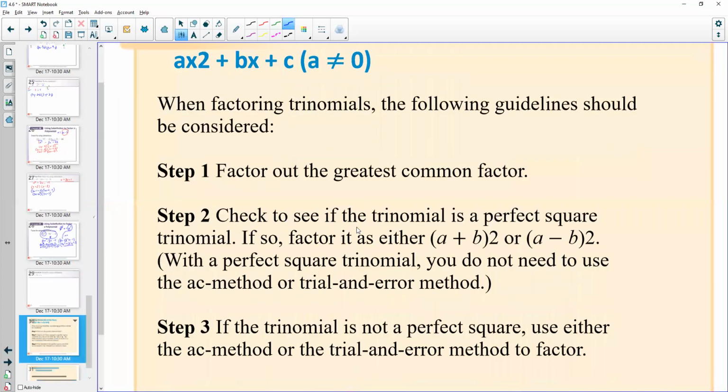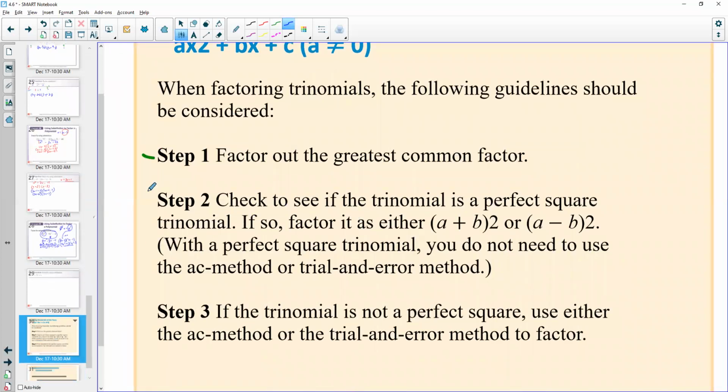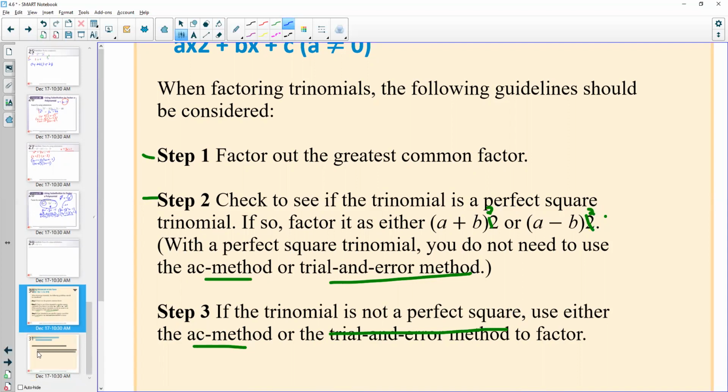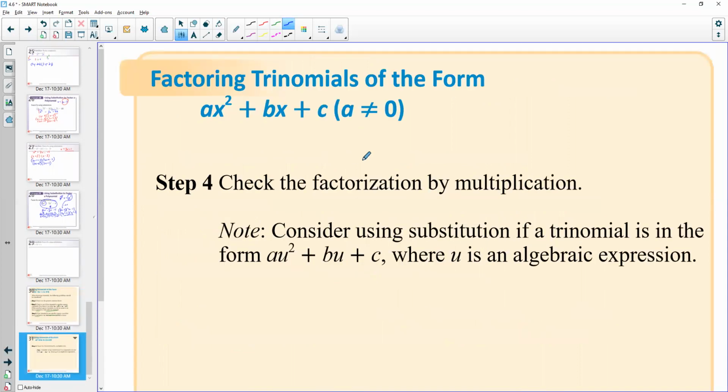All right, so always factor out the greatest common factor. If it's a perfect square, pay attention. These should be exponents up here. You don't need the AC method or trial and error or any of that stuff. If it's a perfect square, you know what to do. If it's not a perfect square, use the AC method. Trial and error is a pain. Check your work by remultiplying. If it's an algebraic expression, you should be able to get this to come back if it's the right thing.